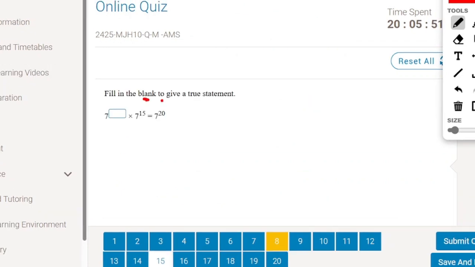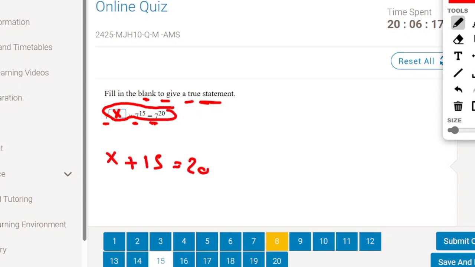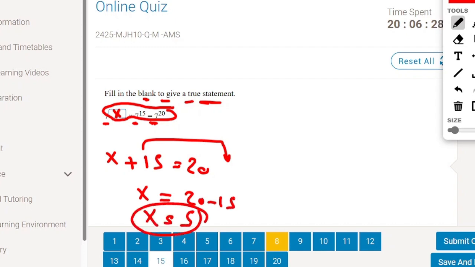Fill in the blank to give a true statement. 7 power of something multiplied by 7 power of 15 will be equal to 7 power of 20. So let's say this empty thing will be x. So we have the same numbers here, so we'll take the powers. So it will be x plus 15 equal to 20. 15 will go to the other side, so x will be equal to 20 minus 15. So x will be equal to 5. So the answer here will be 5.